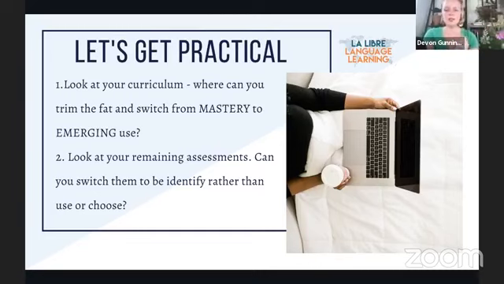Now, let's get practical. Now that we've got these books, we've got some ideas of where to go, and we have some ideas of what the missteps really are. Let's see how we can make this happen. Maybe this week you're going to tweak your assessments a little bit, or maybe for next year you're going to be moving in this direction. One, look at your curriculum. Where can you trim some fat and switch from mastery to emerging use?